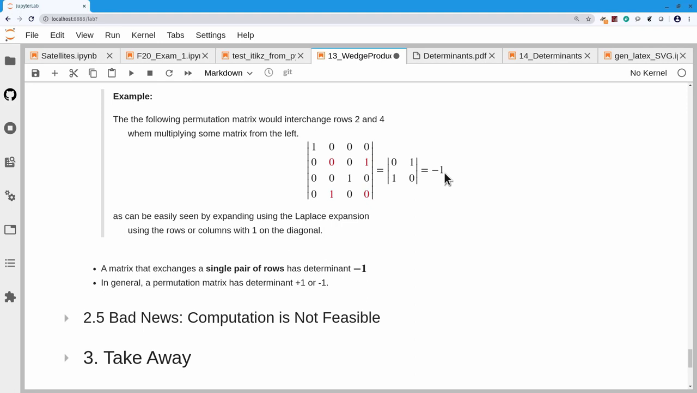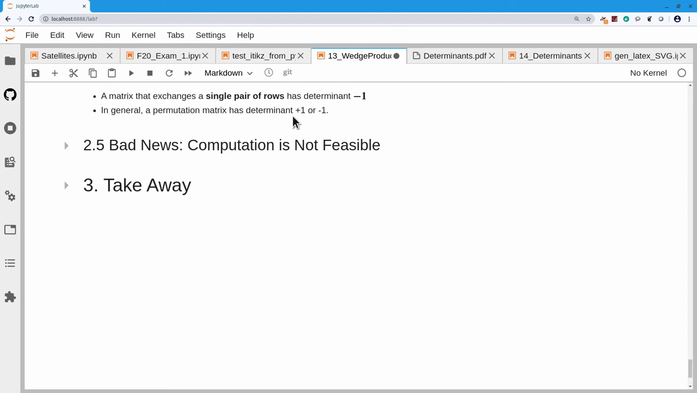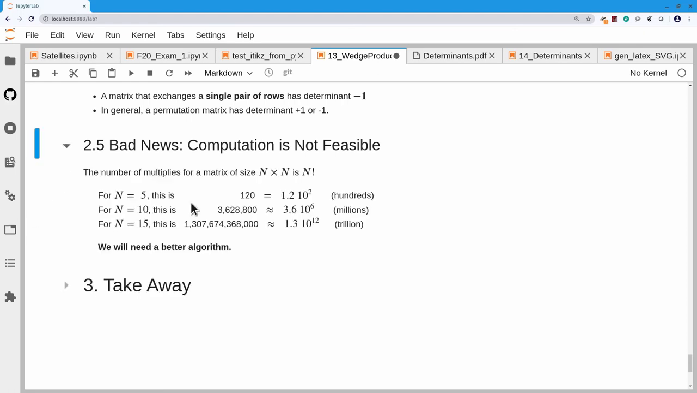The permutation matrix that interchanges 2 rows and only 2 rows always has determinant equal to minus 1. If it interchanges more than 2 rows, well, I'm going to pick up a minus 1 for each row interchange I have to do. So a permutation matrix in general will have either plus 1 or minus 1. Now, we seem to have an algorithm to compute the determinant of a matrix, but I've got some bad news. It's actually not really feasible.